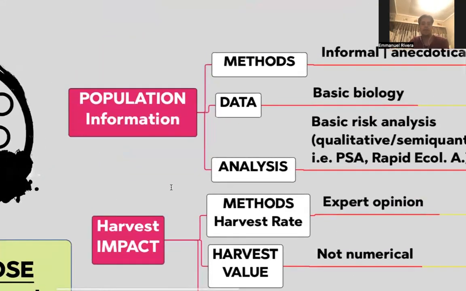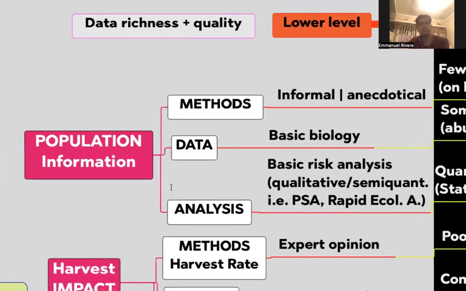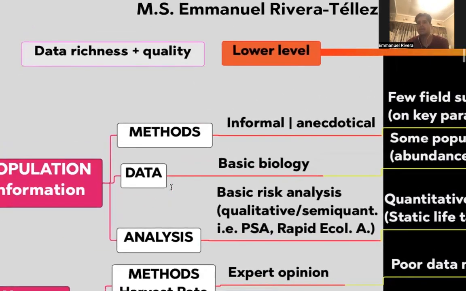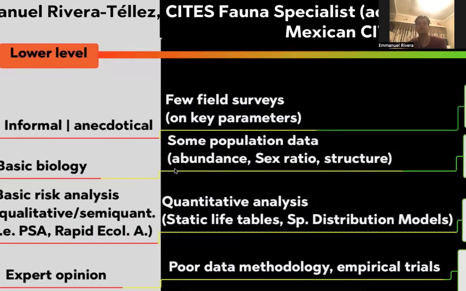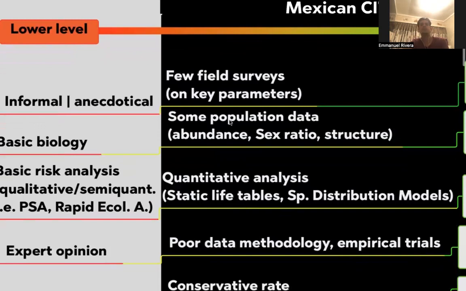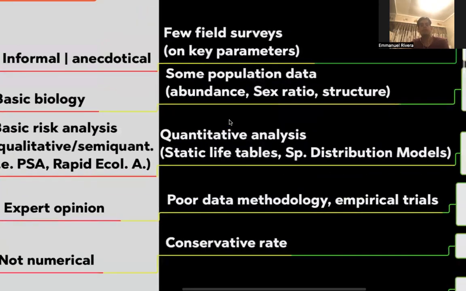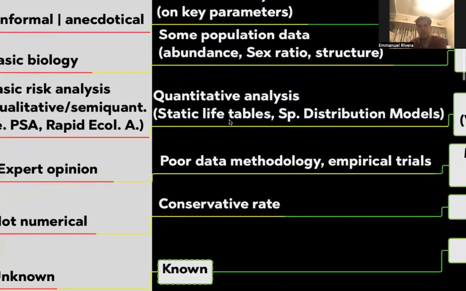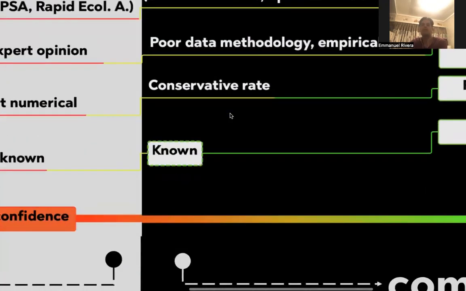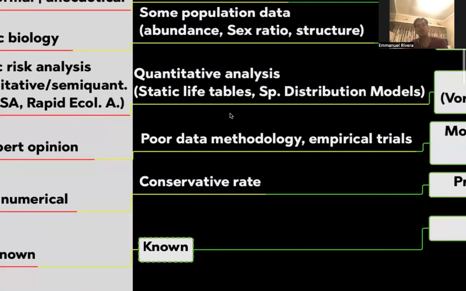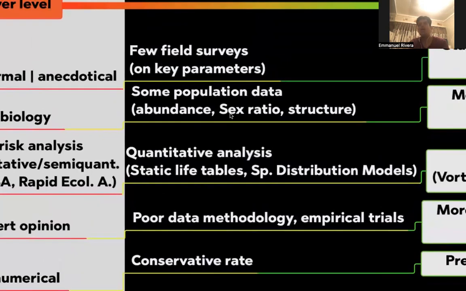You can make the trader help you with that and measure some individuals, take sexes, weight, the basic information that you need to jump from this gray area to another level of information where you have field surveys on key parameters. Then you know something about the abundance. You can make some static life tables, distribution models, and apply some poor data methodology to set a conservative rate and a no impact on the population.